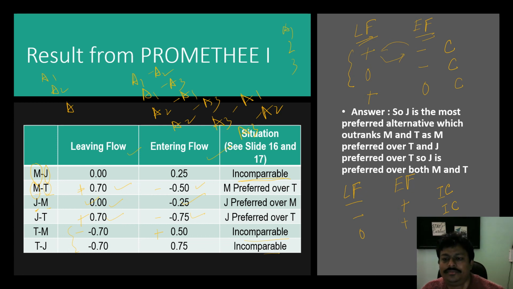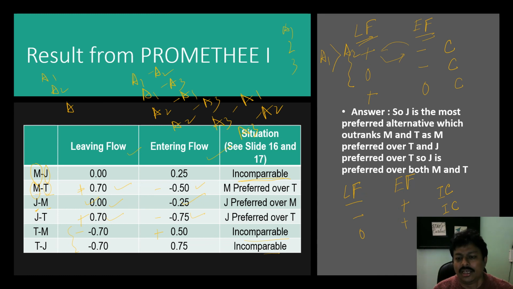Right? So leaving flow must always be positive and entering flow must always be negative. It can be 0. If leaving flow is 0, entering flow must be negative. If leaving flow is positive, entering flow must be 0. Then we can compare those two alternatives. We can say that A1 is better than A2 for all these cases.